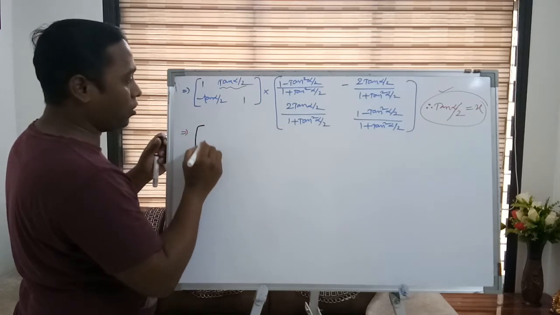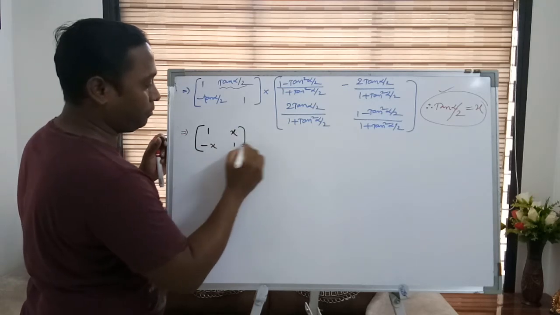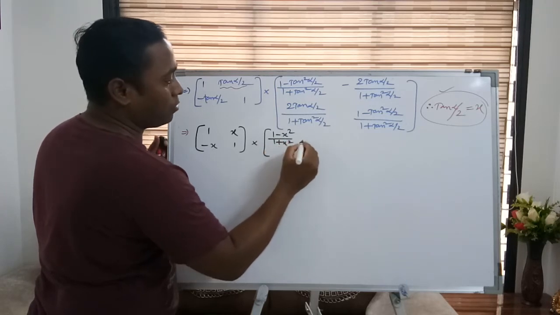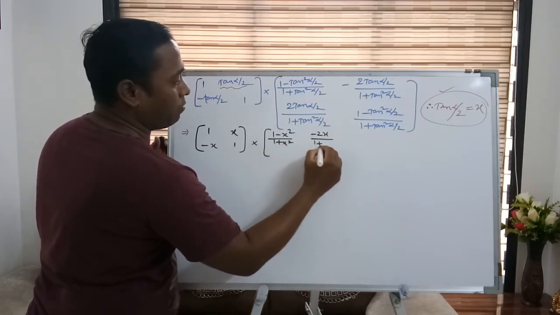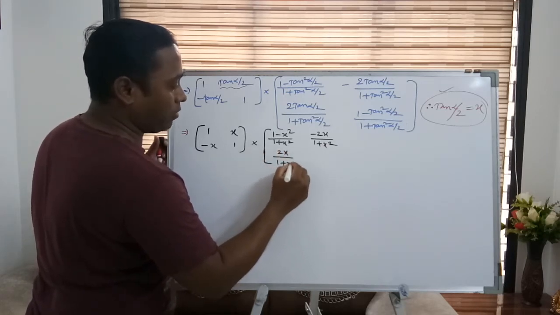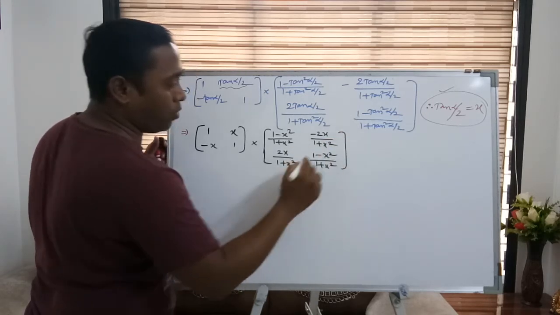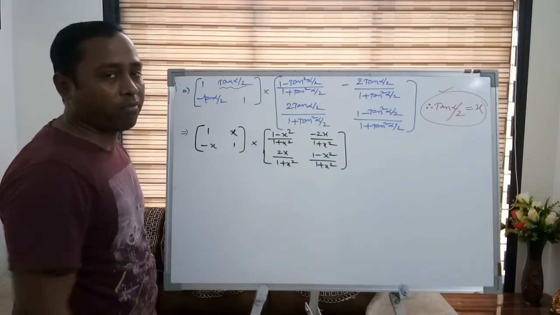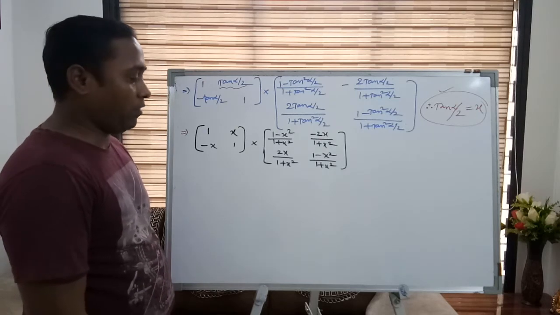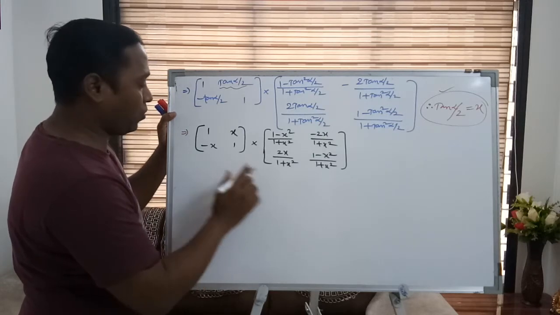If I replace with x, it looks so simple then. 1, x, minus x, 1, and then 1 minus x square by 1 plus x square, minus 2x by 1 plus x square, and here 2x by 1 plus x square, 1 minus x square by 1 plus x square. I hope the purpose is clear why I am replacing tan alpha by 2 by x, just for sake of convenience, for simplification. Okay, now it looks so simple, we can do the multiplication process now.